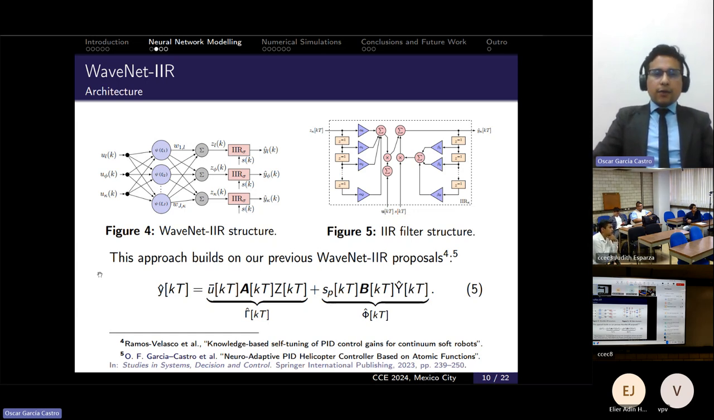Figure 5 shows the general structure of the IIR filters. We have two feedback loops, one corresponding to the output of the wavelet and the other from the filter output. This process is represented by equation 5 and includes parameters: the scaling and shifting parameters of the activation functions, the weights of the neural network, and the values of the feedback and feedforward coefficients for the filters.